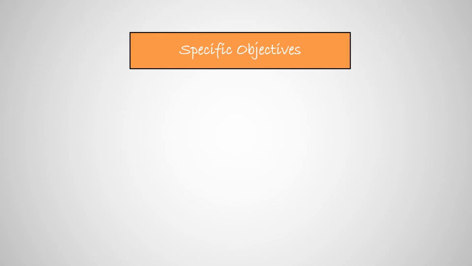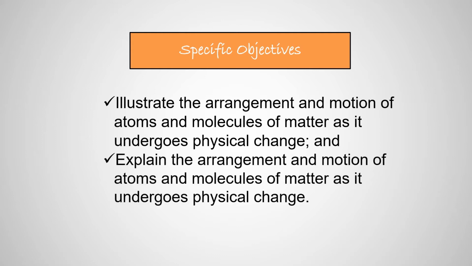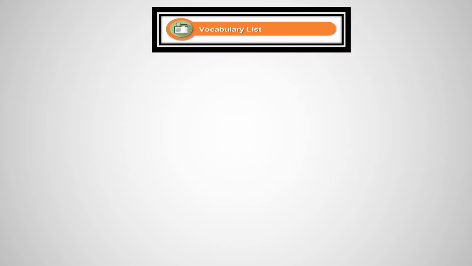The specific objectives of this lesson are the following: illustrate the arrangement and motion of atoms and molecules of matter as it undergoes physical change, and explain the arrangement and motion of atoms and molecules of matter as it undergoes physical change. This time, I will present to you the vocabulary list used in this lesson.